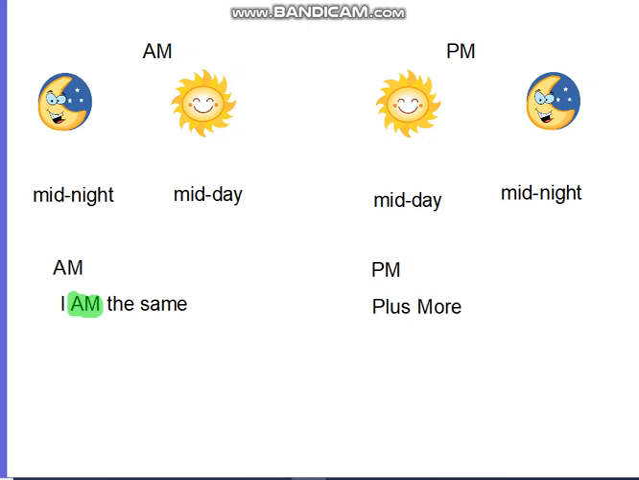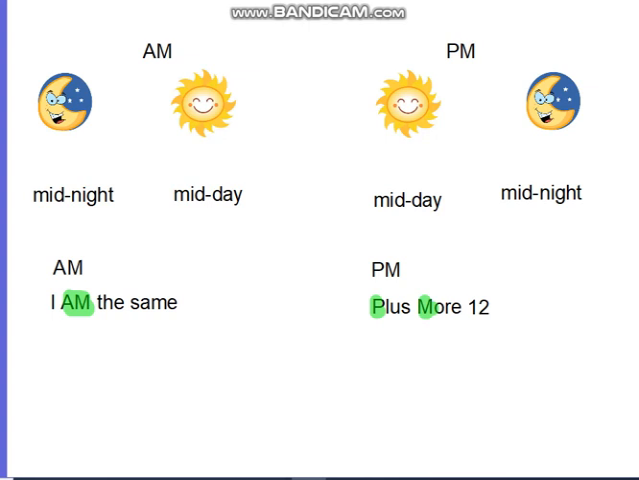PM, meaning plus more. And for that reason, what are we plussing? We're plussing more 12, okay? So we're going to add 12 onto any of our PM times to make it into the 24-hour clock.